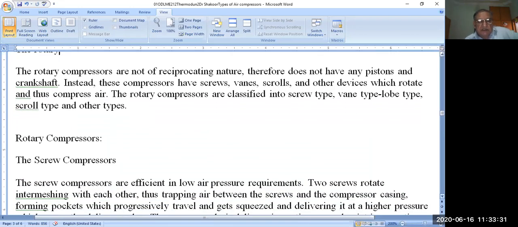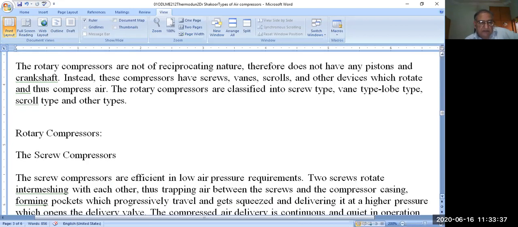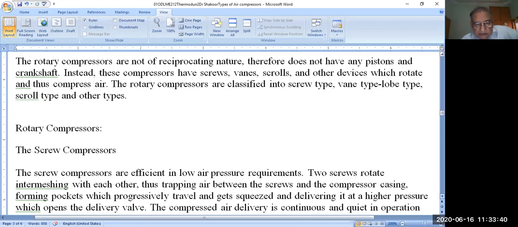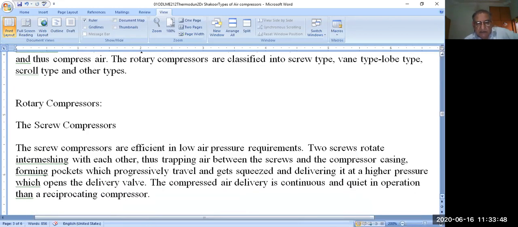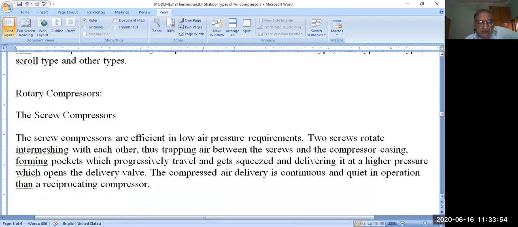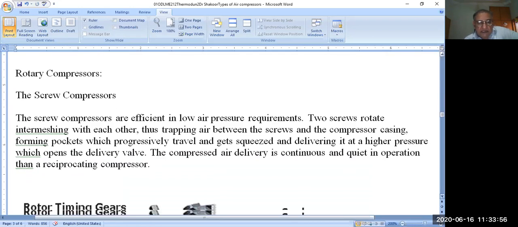Rotary compressors are not of reciprocating nature, and therefore do not have any piston and crankshaft. Instead, these compressors have screws, vanes, scrolls, and other devices which rotate and thus compress air. The rotary compressors are classified into screw type, vane type, lobe type, scroll type, and other types. Rotary compressors.